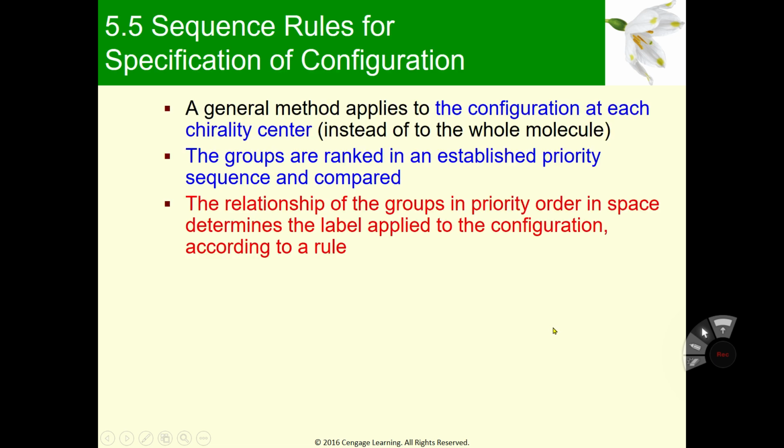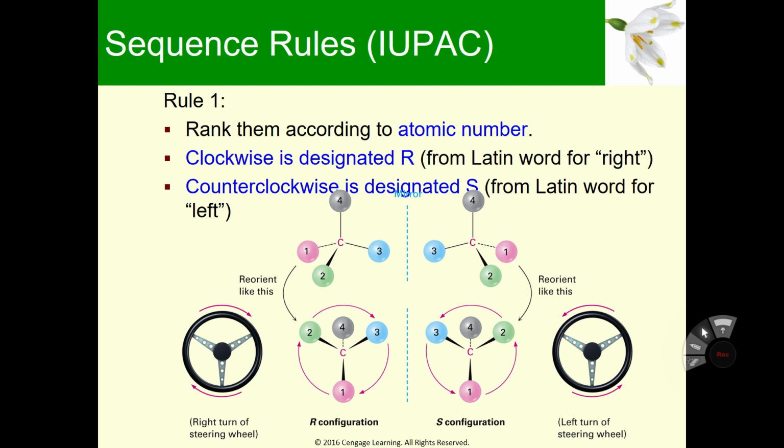Now, the most important thing in this chapter 5 is the sequence rule for the specification of a configuration. The sequence rule describes how you can distinguish enantiomers, okay? So, for example, let's say you have four different groups around the carbon, and this is a chiral carbon. And 1, 2, 3, 4 represent the sequence priority of the atoms or atomic groups. What is the sequence priority? The simplest example of a sequence priority is the atomic number of the atom attached to the carbon.